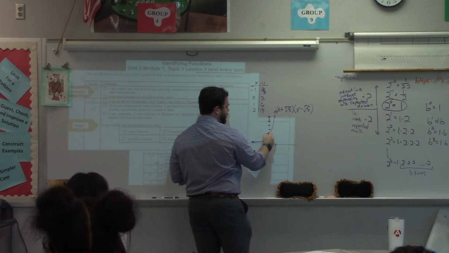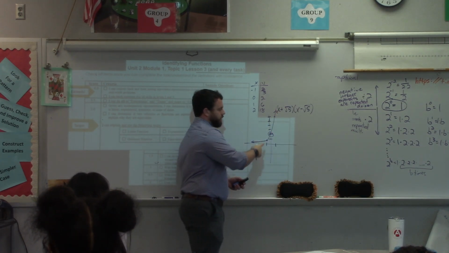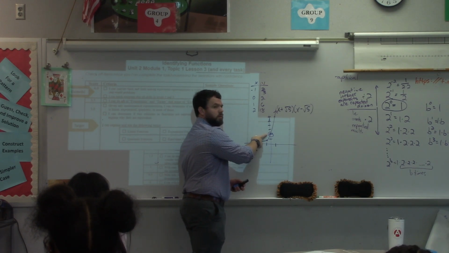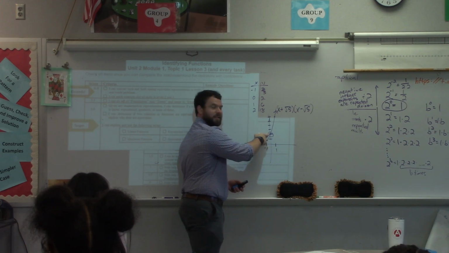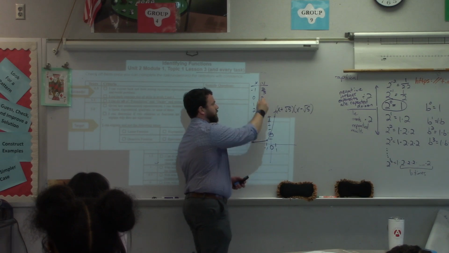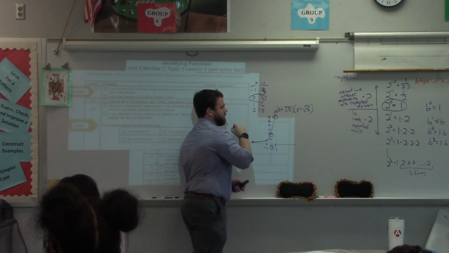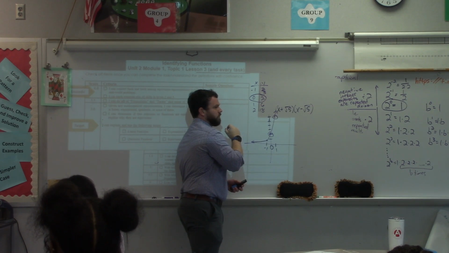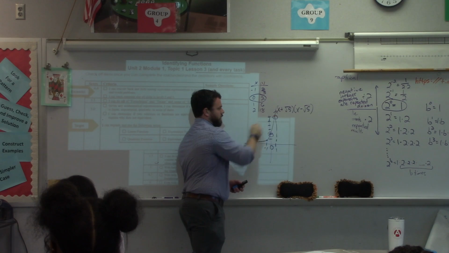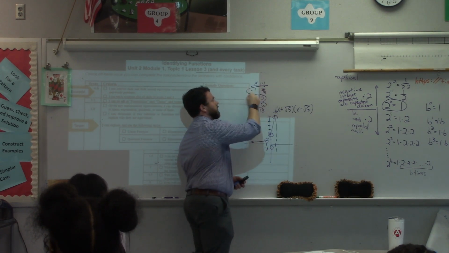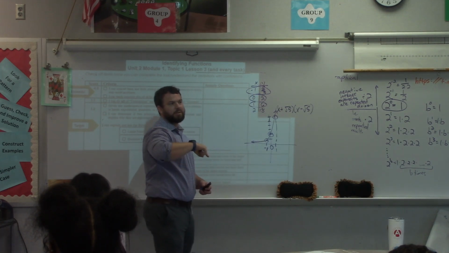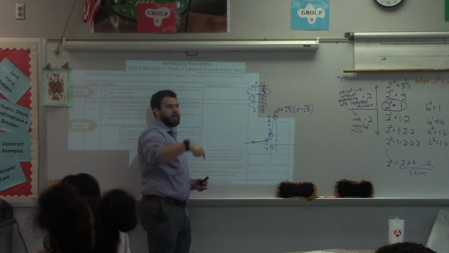Tell me this. What is this input and output? Input is zero. What's the output? 2. What's this input? 1. Output? Six. What's this input? Negative 1's the input. What's the output? 2/3. So the same inputs are mapping to the same outputs. That's what makes it equivalent.